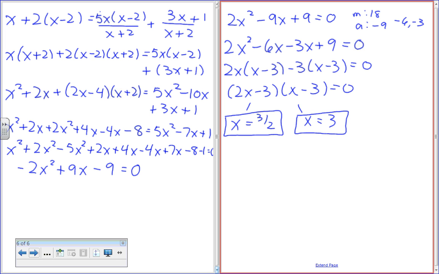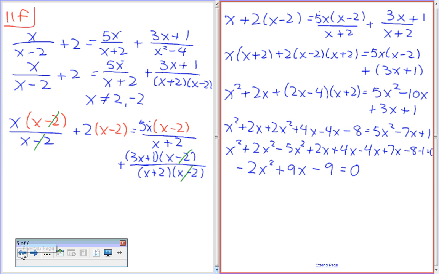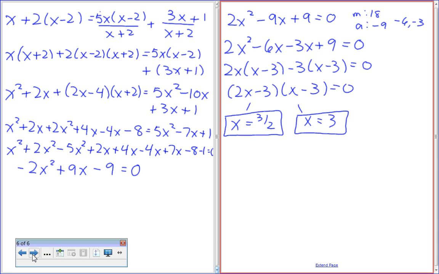The reason I mentioned restrictions is that originally we said x can't be 2 or negative 2, right? So if I had got a root, which you will in today's lesson, where one is 2 and the other is 3 over 2, the 2 would be gone, so the answer would just be 3 over 2. That sort of thing can happen when you get quadratic answers like that. All right, any other questions before we begin?